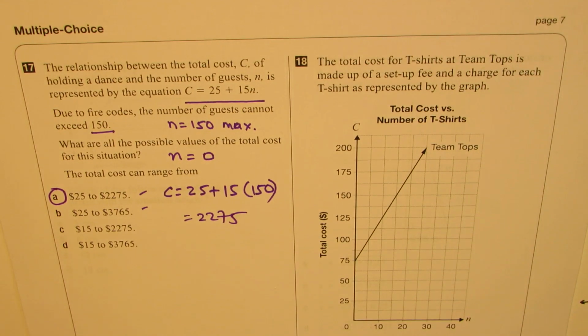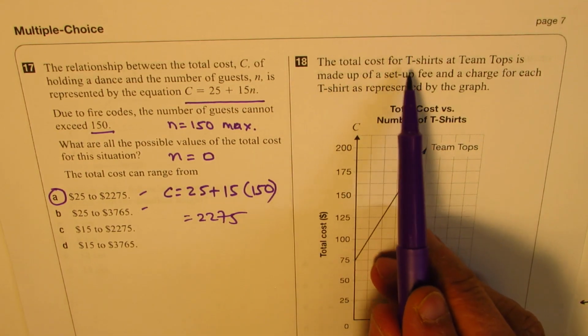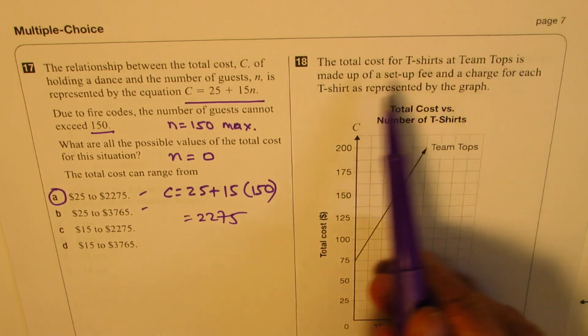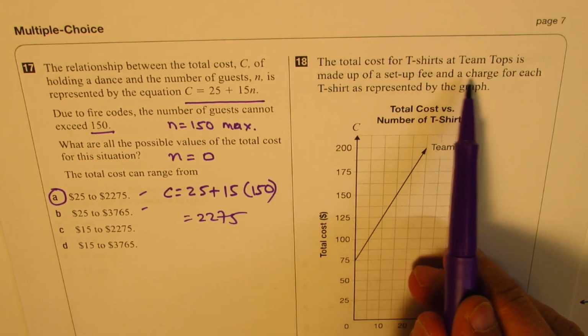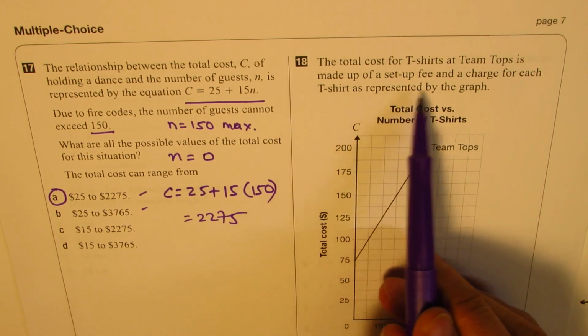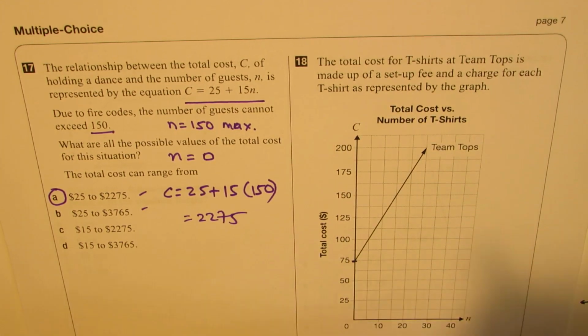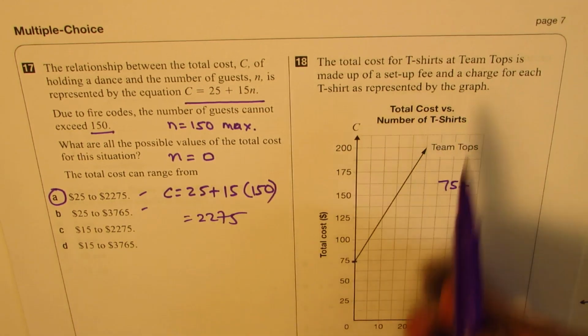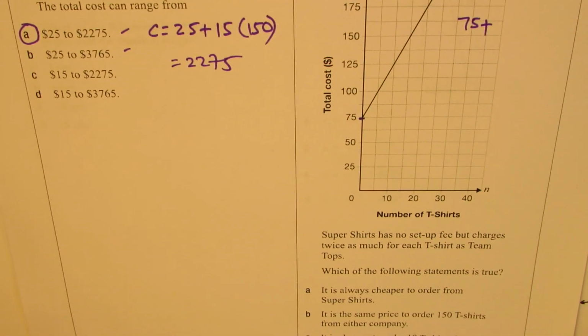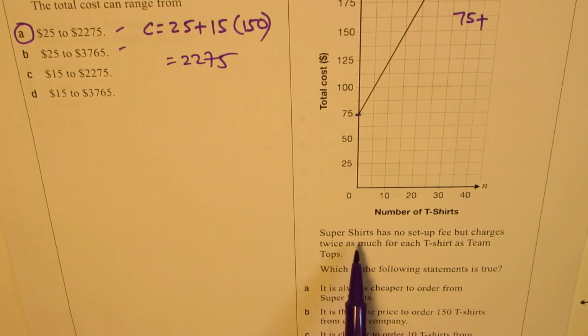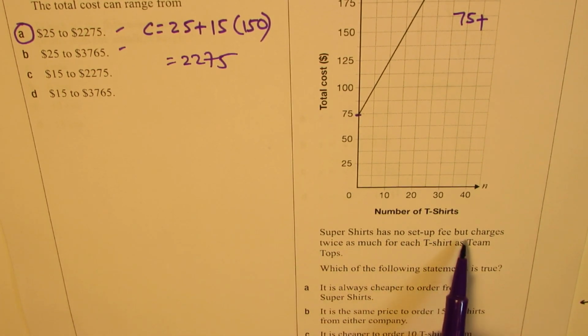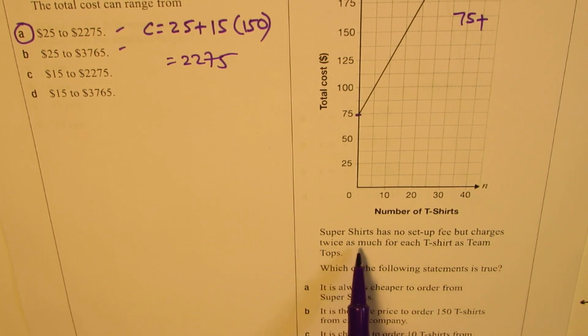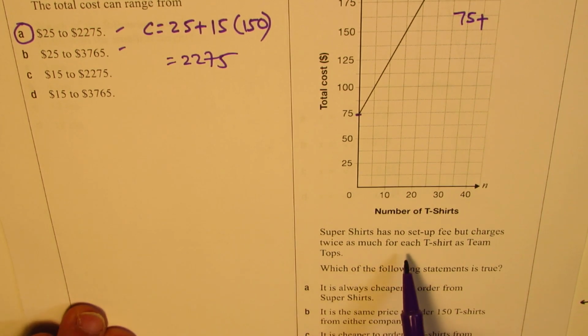Perfect. Question number 18. The total cost of t-shirts at Team Tops is made up of a setup fee and a charge for each t-shirt as represented in the graph. So that is your setup, right? So 75 is the setup cost plus rate. Okay, let's continue reading the question, then we'll work on it. Super Shirts has no setup cost, but charges twice as much for t-shirts as Team Tops. So we need to find the charges and then double it.